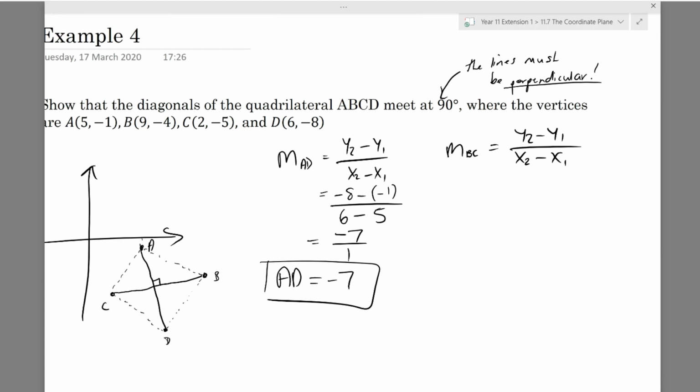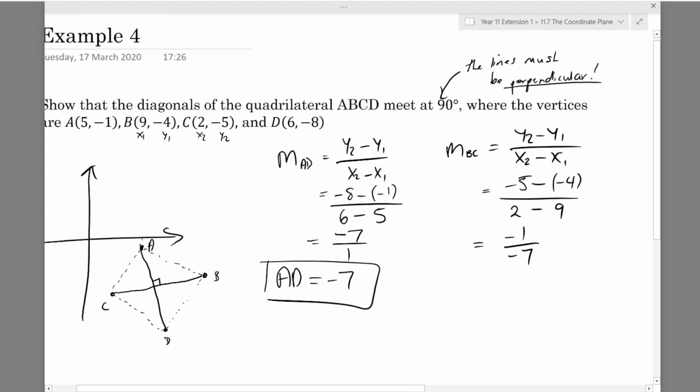Anyhow, let's put some values in. We've got B and C, so I'll go x1, y1, and x2, y2. Putting those in, y2 is -5 minus y1, which is -4, over x2, which is 2 minus 9. So -5 minus -4 is -1 over 2 minus 9, which is -7. But we know that -1 divided by -7 gives us a gradient of 1 over 7.